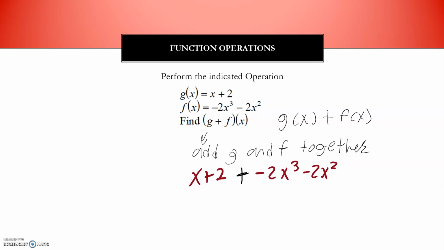So all I have to do is take and put it in standard form. So negative 2x to the third would be first. Negative 2x squared, remember the powers go in order, would be second. Positive x would be third, and plus 2 is last. And that is g plus f of x. Right? Let's take a look at another one.